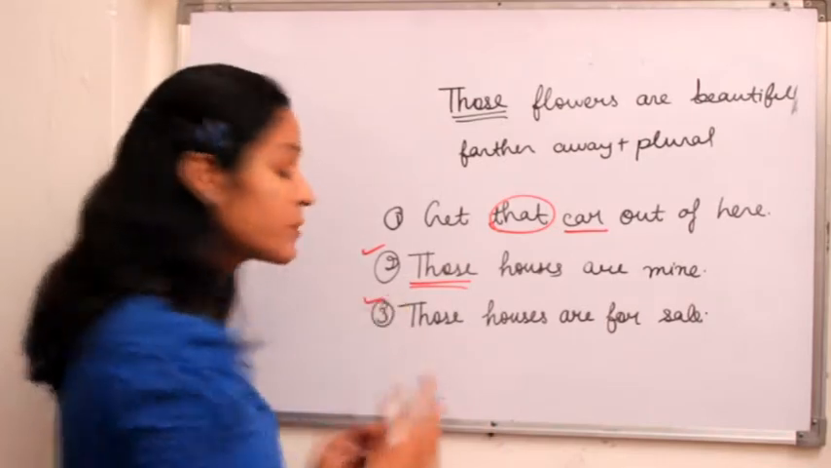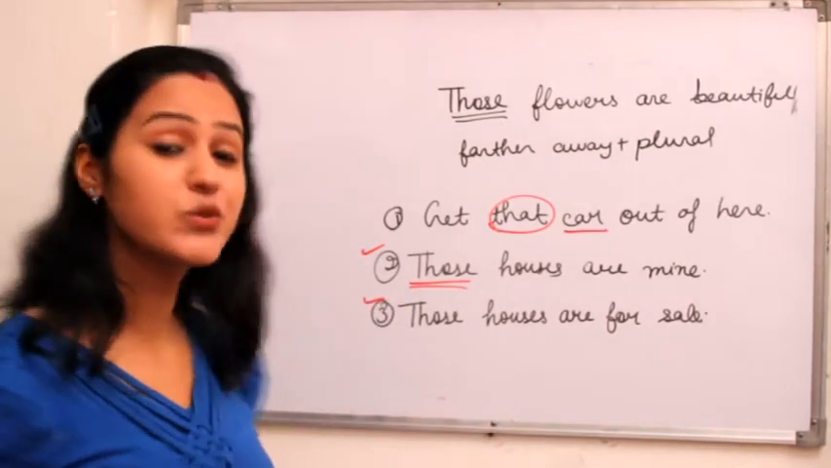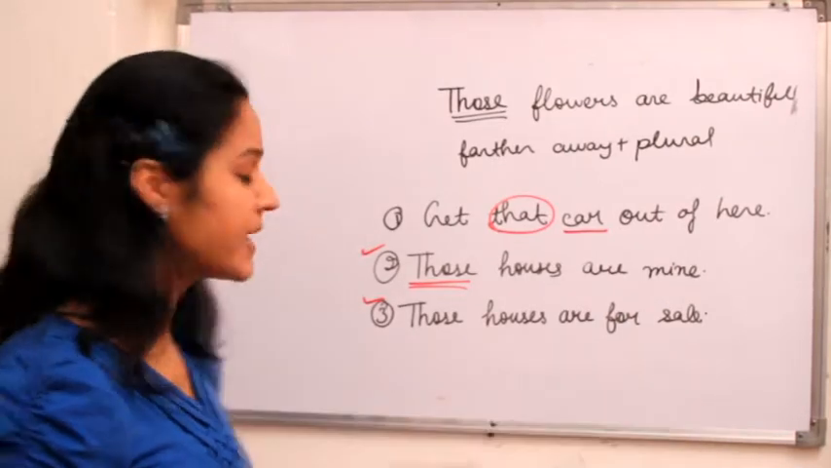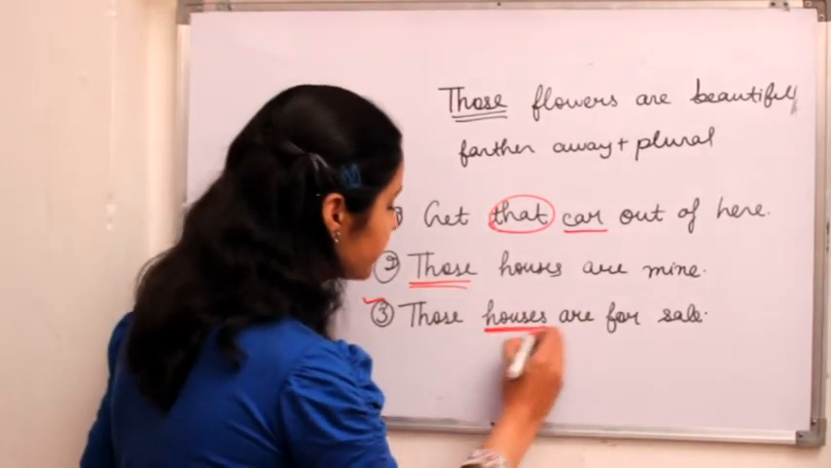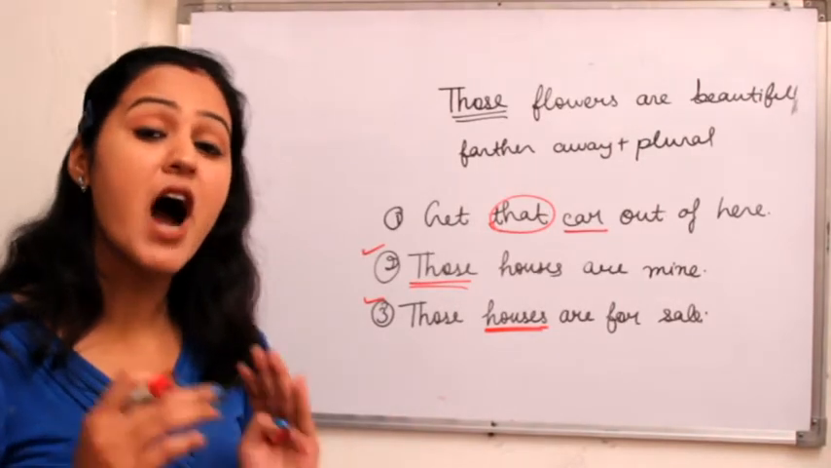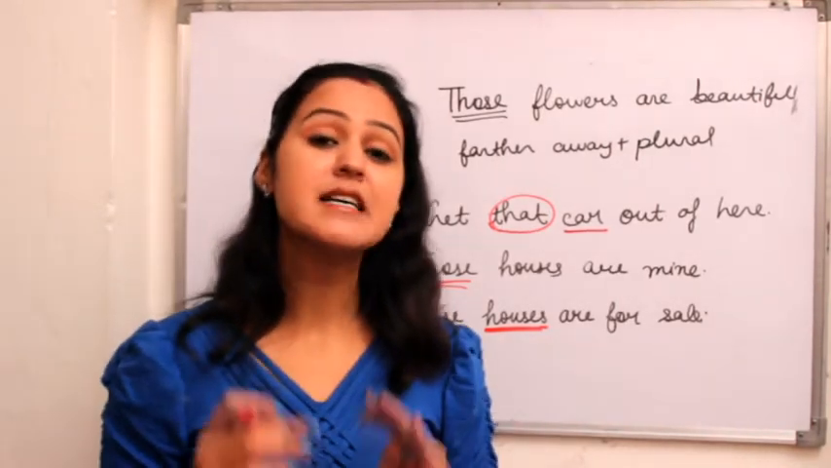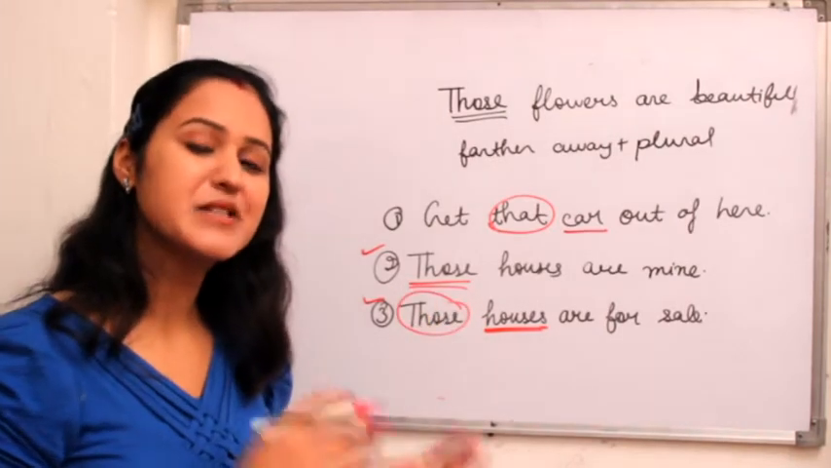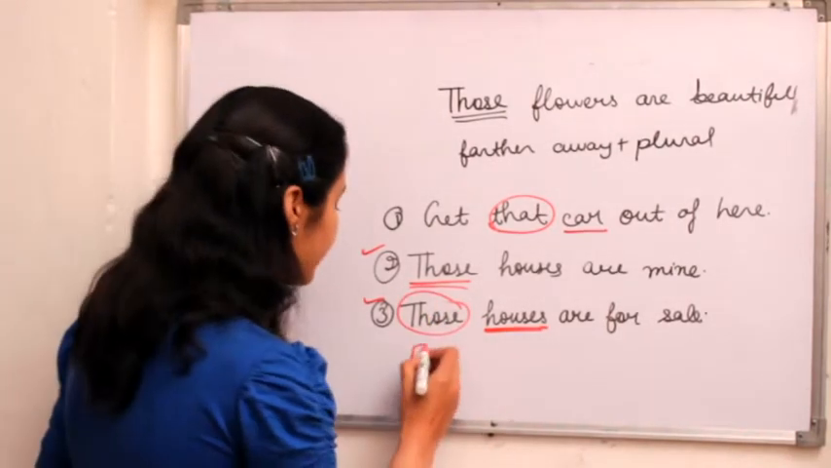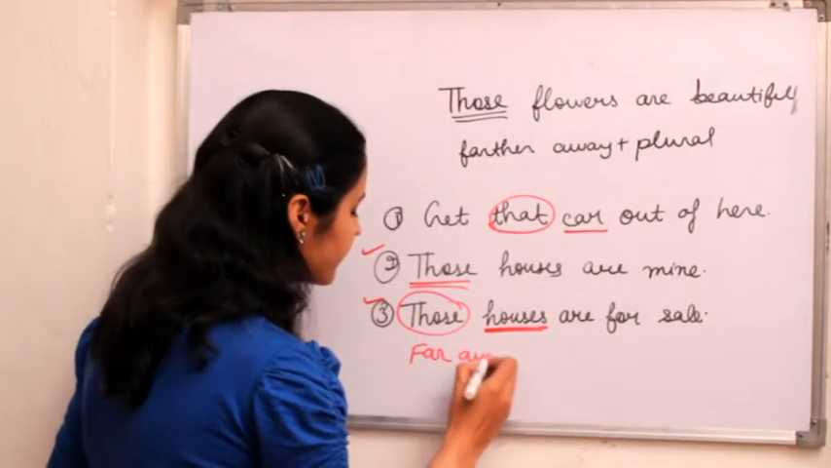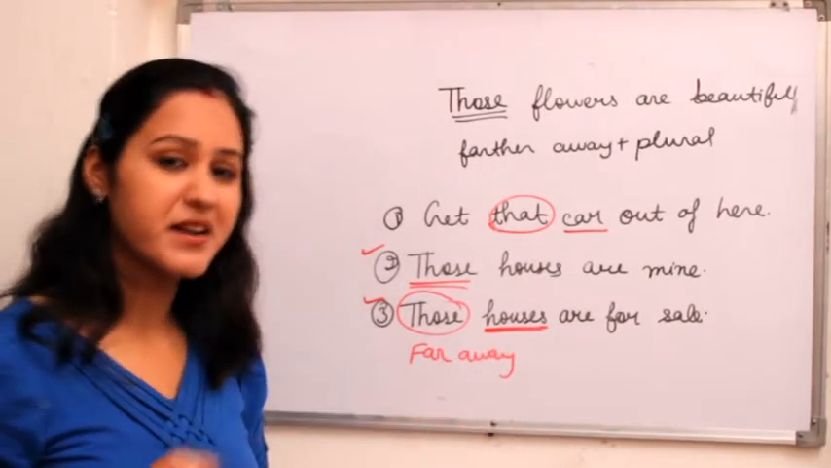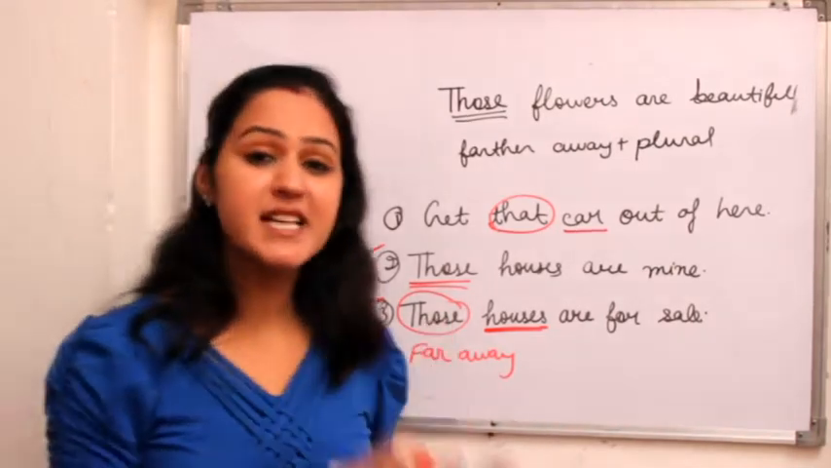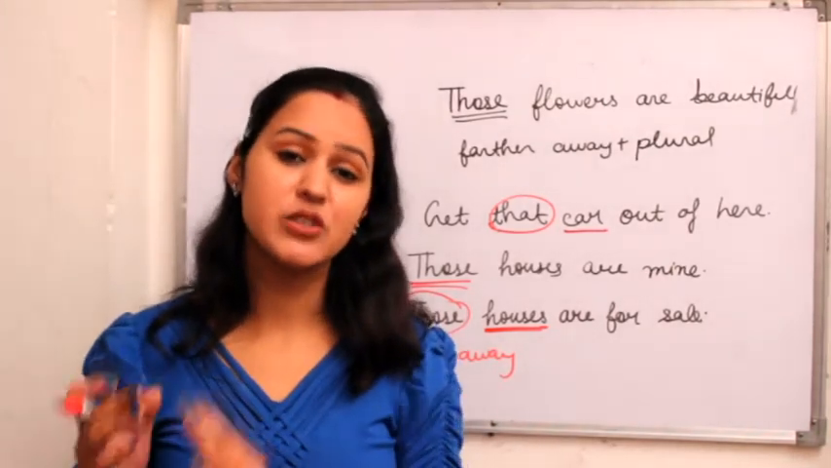At the last, I explain why I use those here. Those houses are for sale. It means that there are a number of houses that are for sale, and I use those because they are far away from the speaker. Okay, so this is about this, that, these, those.